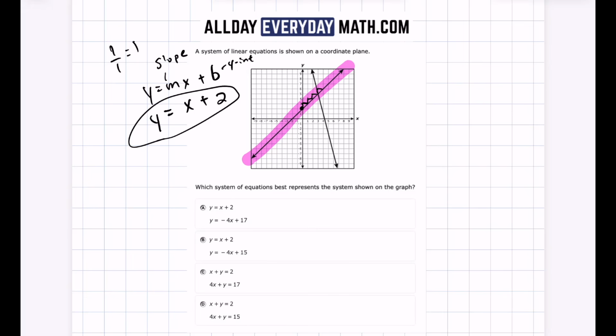And so now we have our first equation, y equals x plus 2. And I see that in letter A and letter B. So I'm going to go ahead and mark out letter C and D. Now, whenever I look at my second line, it's kind of hard to see the y-intercept. We can't see it on this graph. And so I'm going to do something a little bit different.